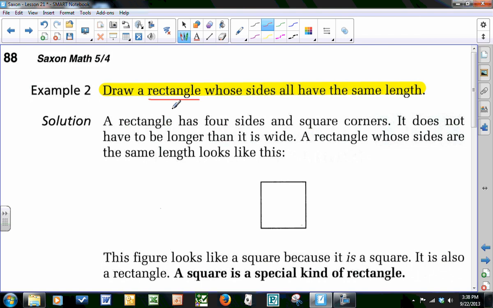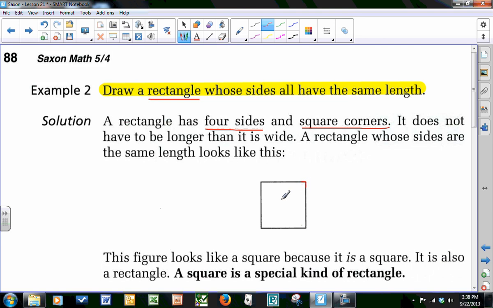Now a rectangle is a 4-sided polygon. It has 4 sides and it has square corners, just like this. Let me show you. Here's 1, 2, 3, 4 sides, and here's a square corner. If you were to tuck a piece of paper into this corner, it would fit perfectly.